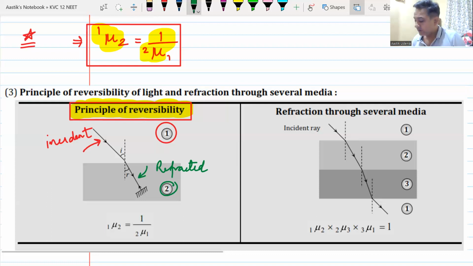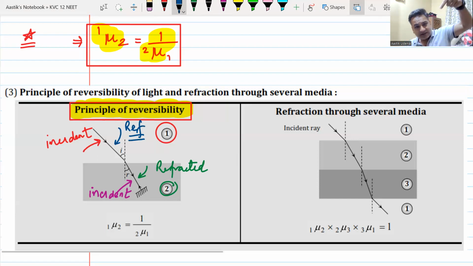If I reverse it, that means if I make this as the incident ray, then what would be my refracted ray? This one in the opposite direction would be my refracted ray. Do we understand this? Only the direction of the arrow will change. In the first case, the direction of the arrow is like this. In the second case, the direction of the arrow will be like this. I shall draw the direction of the arrow. See, this is the direction of the arrow in the second case. This is known as the principle of reversibility.